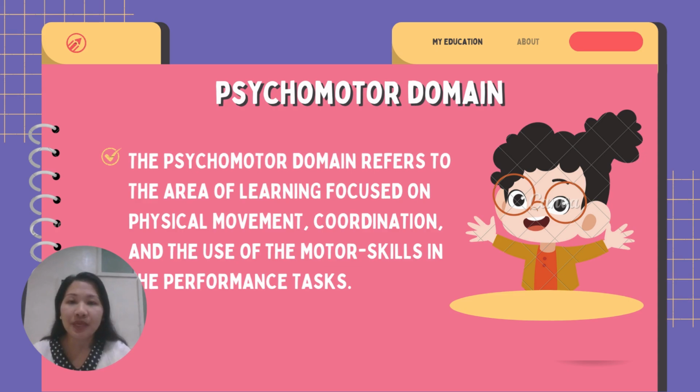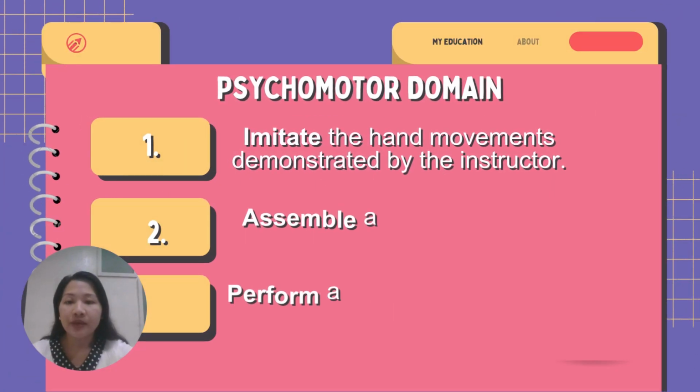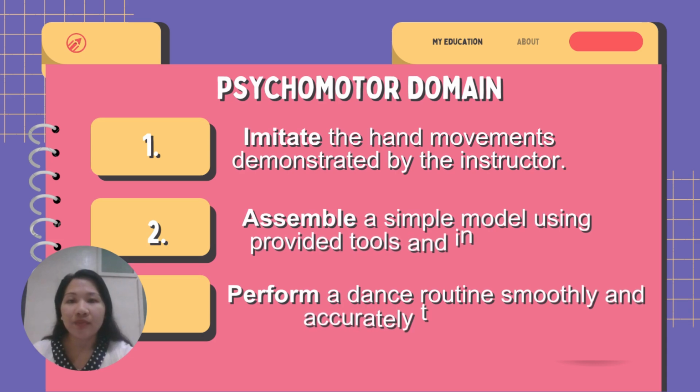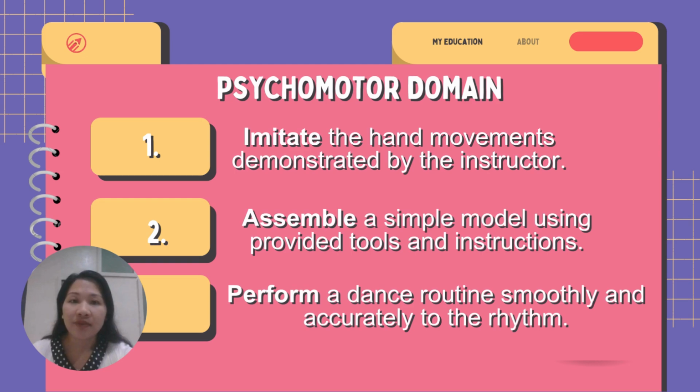So, here are the five activities. Number one, imitate the hand movements demonstrated by the instructor. The verb used is imitate. This activity is classified under the psychomotor domain at the imitation level, the basic level. Imitating involves copying or repeating the action demonstrated by another person. The student is simply trying to reproduce the action, showing minimal skill development but active physical engagement.